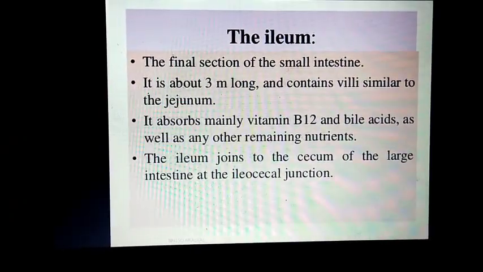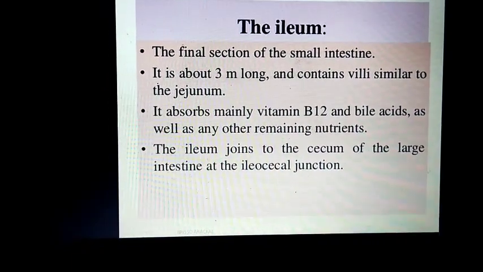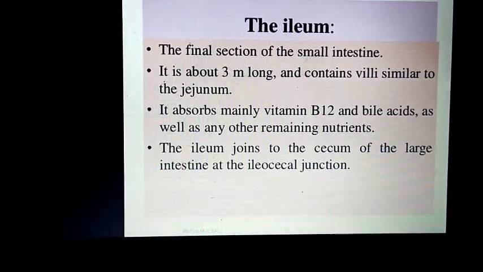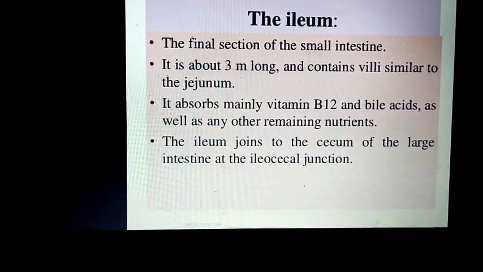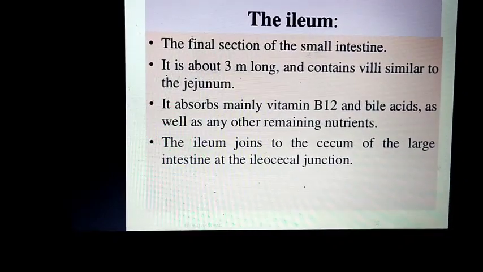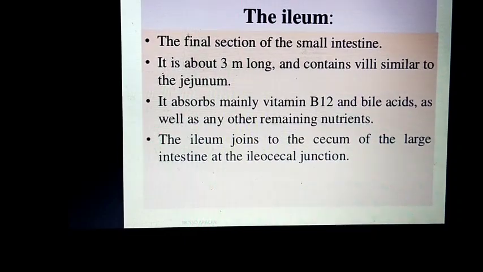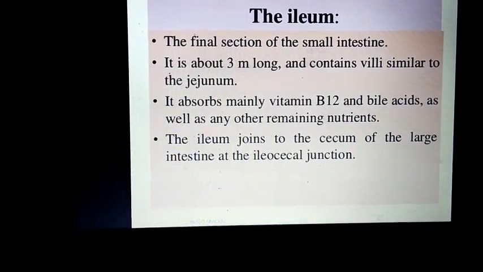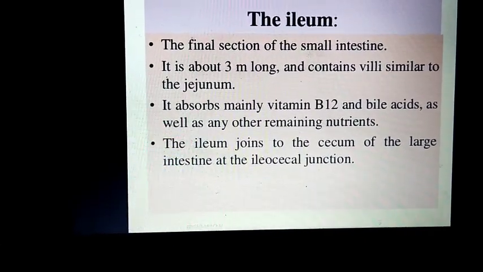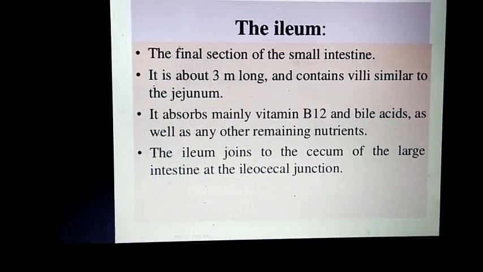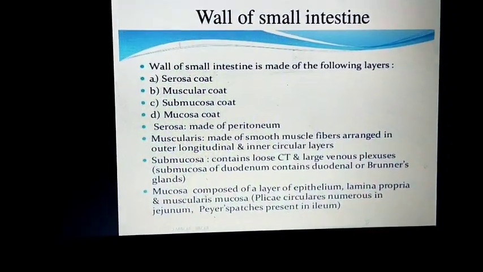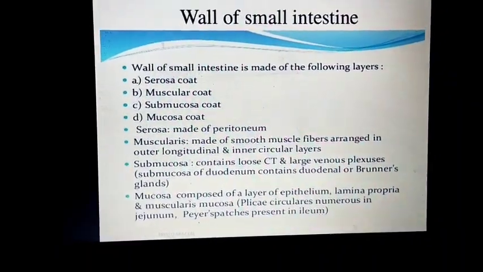The ileum, the final section of the small intestine, is about 3 meters long and contains villi similar to the jejunum. It absorbs many vitamins, B12 and bile acids, as well as any other remaining nutrients. The ileum joins the cecum of the large intestine at the ileocecal junction. Now we can go for the histology of the small intestine.